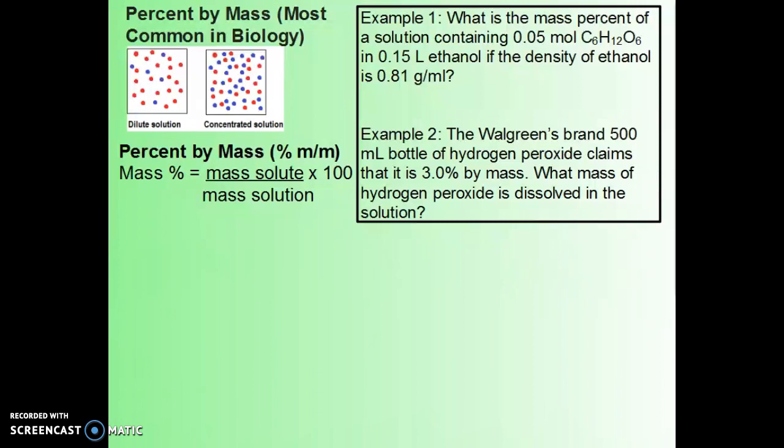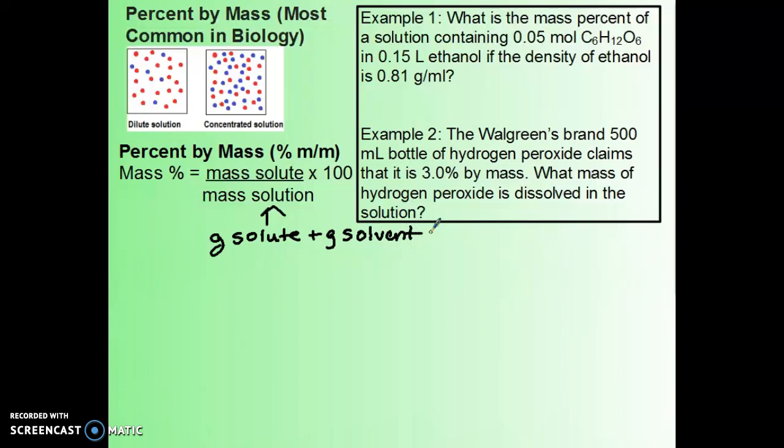Okay, so what's important here is to recognize that the solution has 2 components, the solute and the solvent. So if we want the mass of the solution, we're going to have to add those together. So I'm going to write that real quick. This is grams of solute plus grams solvent. And on the top, we just have grams of solute. Okay? All right, so let's look at example 1.